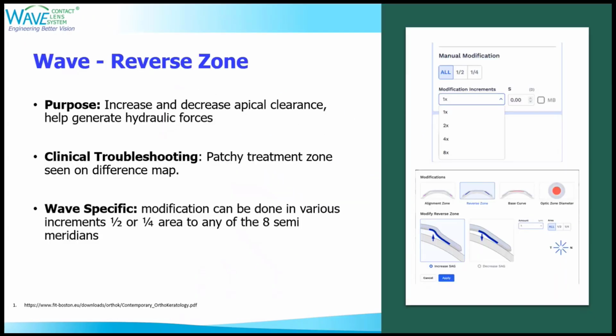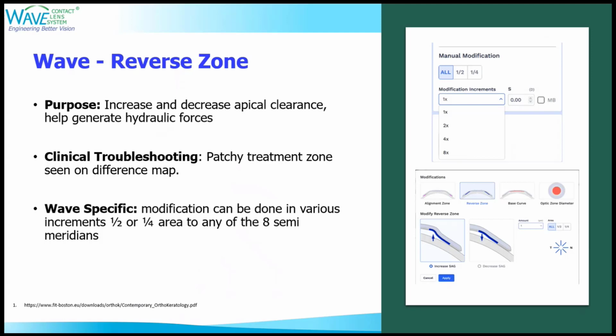The purpose of the reverse zone in Wave is to increase or decrease the apical clearance, which helps to generate and sustain the hydraulic forces. Clinically, if you see pooling centrally on your lens, decreasing the sagittal depth in the return zone would help. If the decreased vision is due to a patchy treatment zone, then most likely it is due to the pooling of the fluorescein. That creates an uneven treatment.